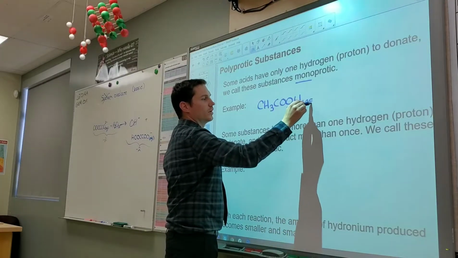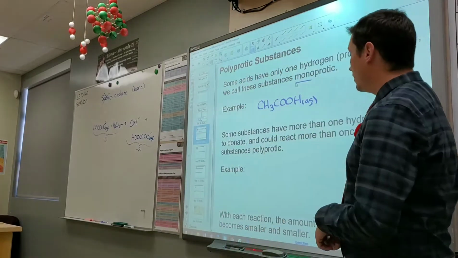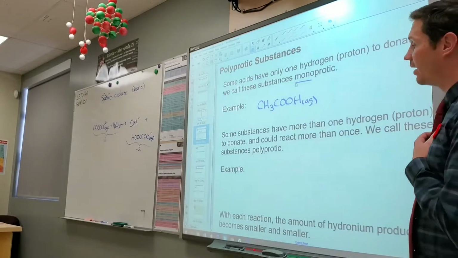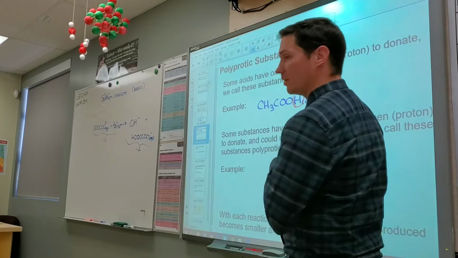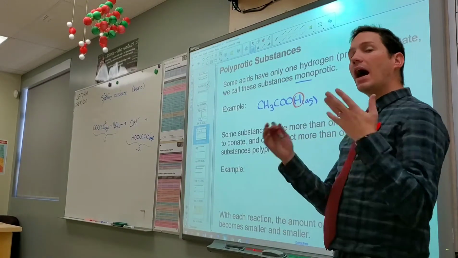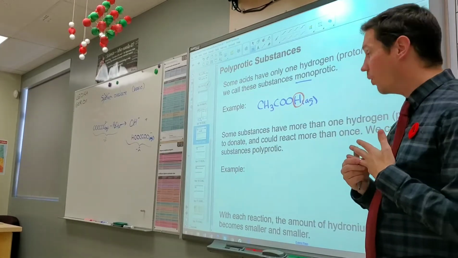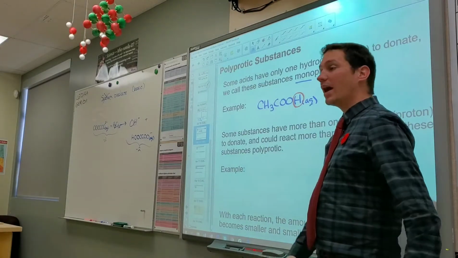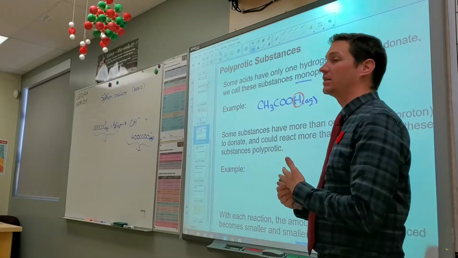CH3COOH, aqueous. How many acidic protons does this thing have? I see one at the end of the COOH. How many hydrogens are in this molecule altogether, Stephanie? 4. Now, these 3 hydrogens, they're not acidic. They don't act in the same way these hydrogens act, okay?